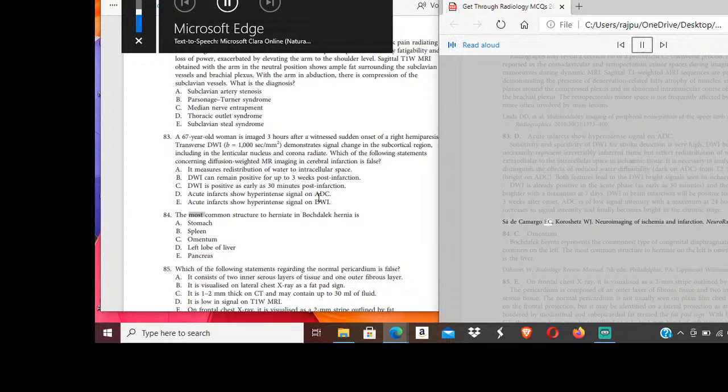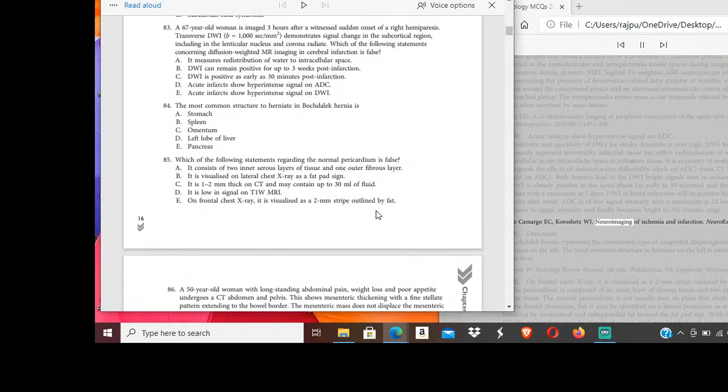S.A. de Camargo E.C., Corochet's W.J. Neuroimaging of ischemia and infarction.